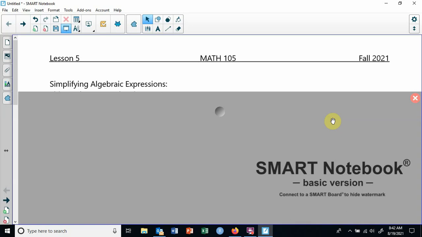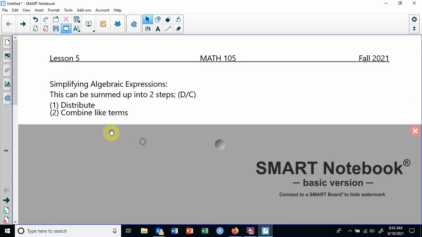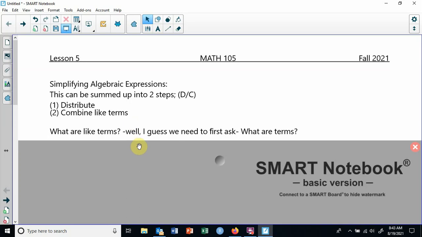Today, we're going to work on simplifying algebraic expressions. We've evaluated expressions by using order of operations, but today we're going to start throwing in some variables. Now, to simplify algebraic expressions, I usually teach it with just 2 steps. Use the distributive property wherever you can, and then combine all your like terms. Well, we already know how to distribute. We talked about that last class. We need to discuss combining like terms.